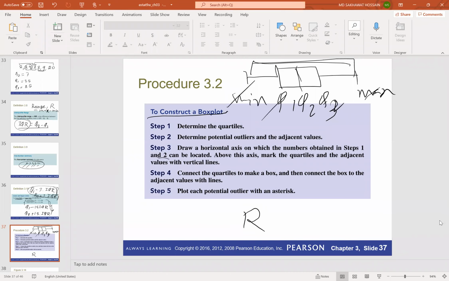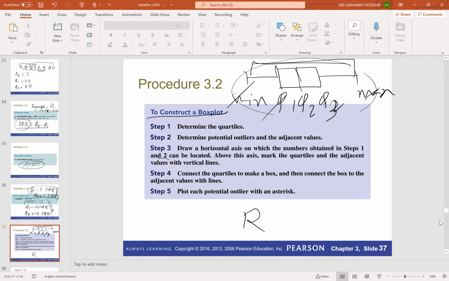Okay, and looking at the box plot, actually we'll also know about the skewness of the data set, whether the data is symmetric or right skewed or left skewed. That information also will be provided by the box plot.